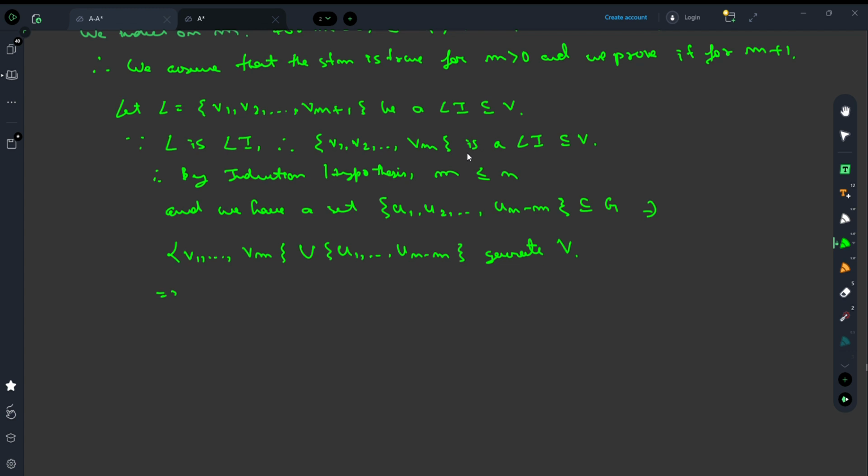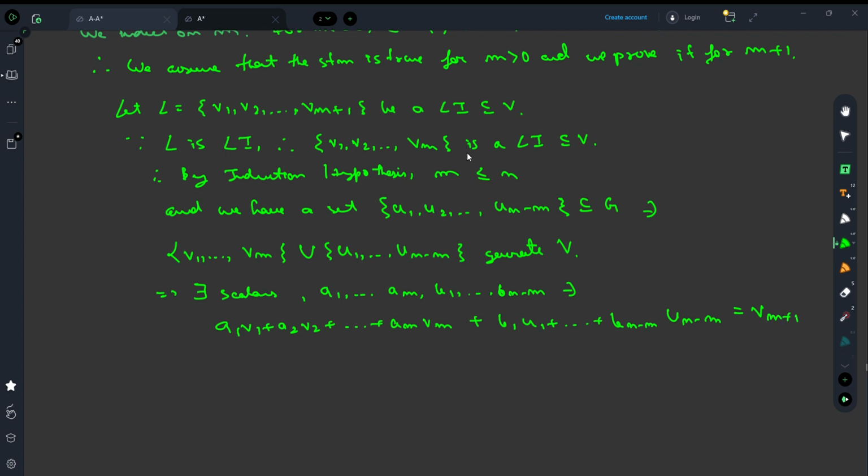So in other words, if the union generates V and v_{m+1} is a vector from V, this implies there exist scalars, obviously not all 0, say a1 till am, and b1 till b_{n-m}, such that if I take a linear combination of these vectors, a1 v1 plus a2 v2 and so on till am vm plus b1 u1 and so on till b_{n-m} u_{n-m}, then I get v_{m+1}.